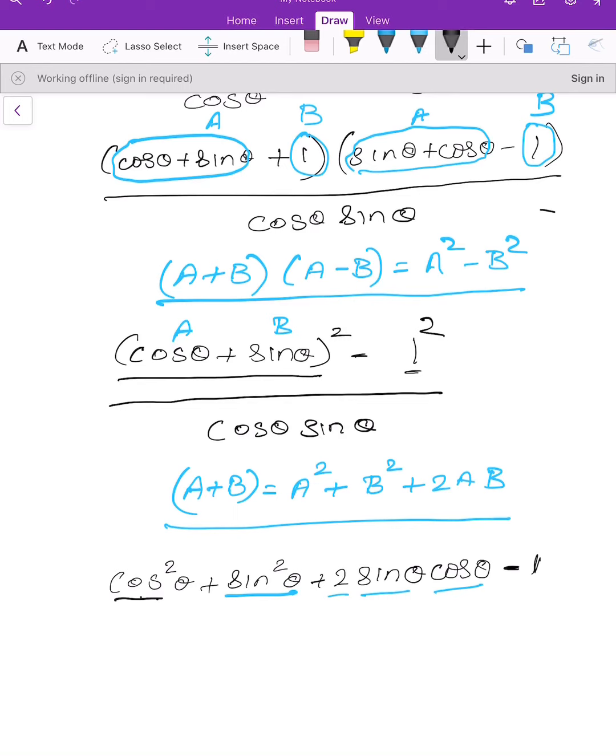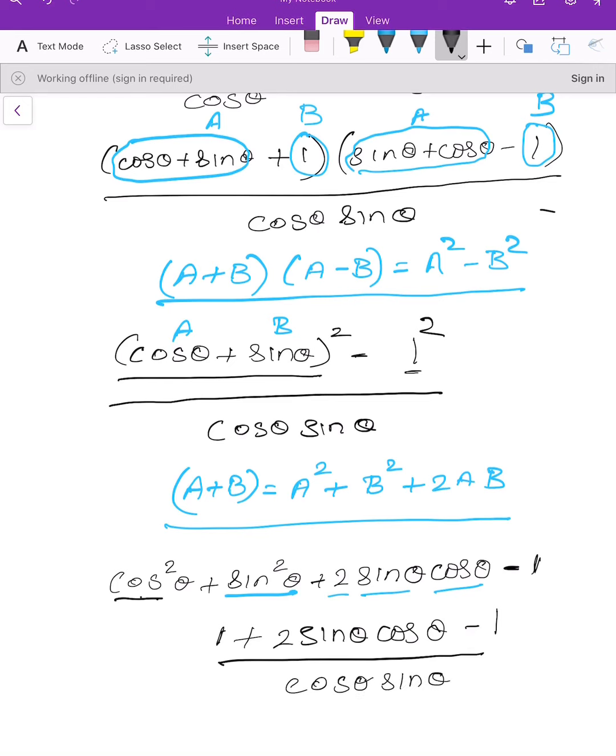Now cos square theta plus sin square theta is 1. The identity I am using here is the trigonometric identity: cos square theta plus sin square theta is 1. So I'll write 1 here, 1 plus 2 sin theta cos theta minus 1, by cos theta sin theta. The denominator is not going to change. So this 1 and 1 get cancelled.